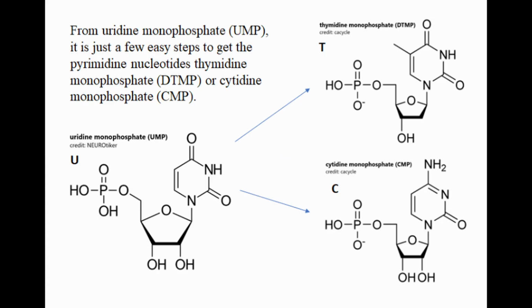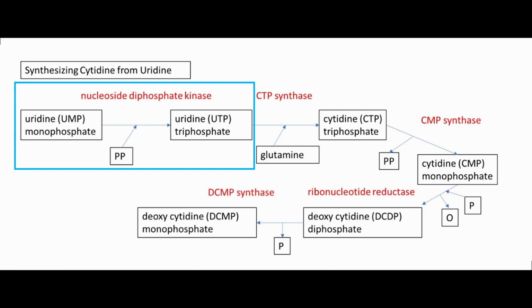Starting from uridine monophosphate, UMP, it is just a few easy steps to get the pyrimidine nucleotides thymidine monophosphate, DTMP, or cytidine monophosphate, CMP. To get cytidine, C, from uridine, U, in step 1, the enzyme nucleoside diphosphate kinase adds a pyrophosphate, or diphosphate, PP, onto uridine monophosphate, UMP, to get uridine triphosphate, UTP.